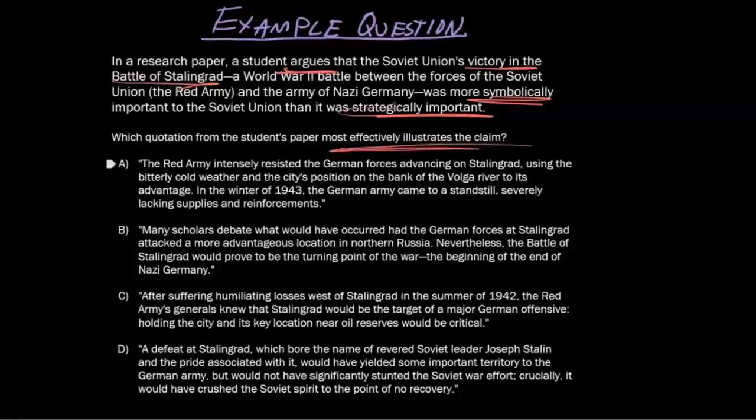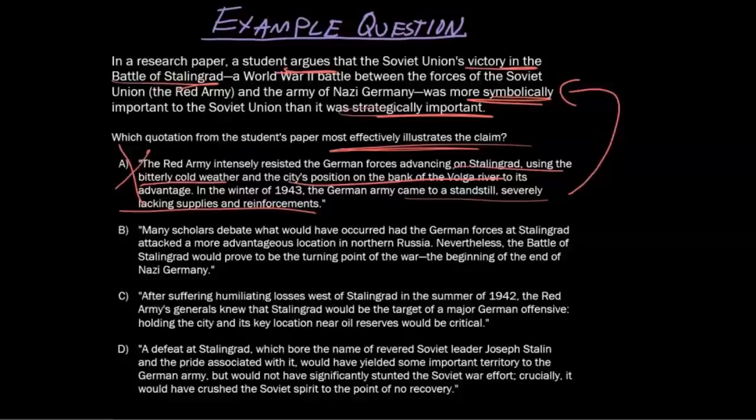Let's see, let's take a look at this. Does this really think about symbolically? No, this is describing how the war was fought here. This is describing the Battle of Stalingrad itself. So this is not the correct answer. Let's take a look at the next one. Most scholars debate what would have occurred with the German forces attacked a more advantageous location. That's not related to this at all. This is not the answer, okay?